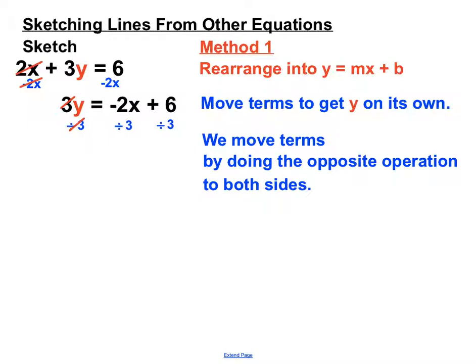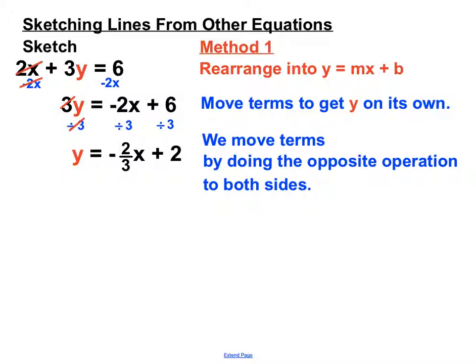Now on the right hand side there, let's have a look. What happens when we have minus 2x divided by 3? We can just write that down as minus 2 thirds x minus 2 over 3. A dividing by 3 can be written underneath as a fraction. So 2 divided by 3 is really 2/3. So we'll just write it like that. And then 6 divided by 3 is just our 2 there. So we've eventually got it into the y equals mx plus b format.